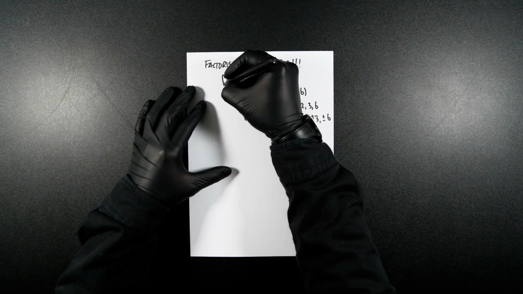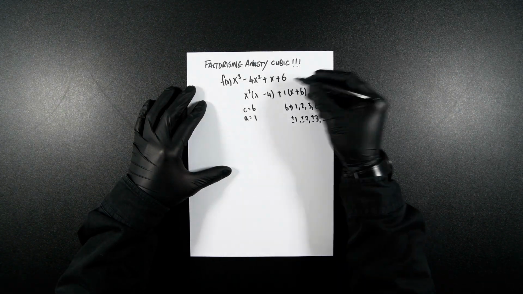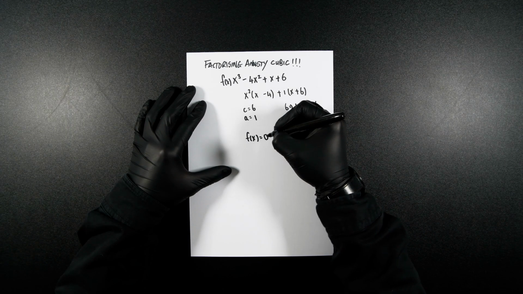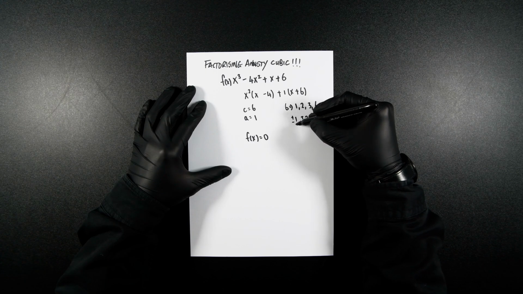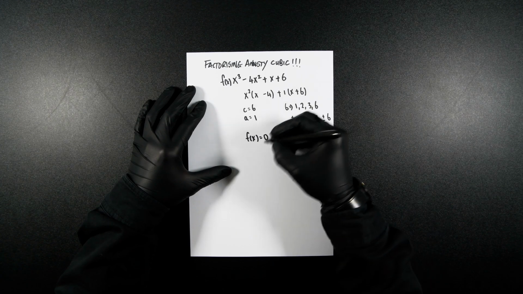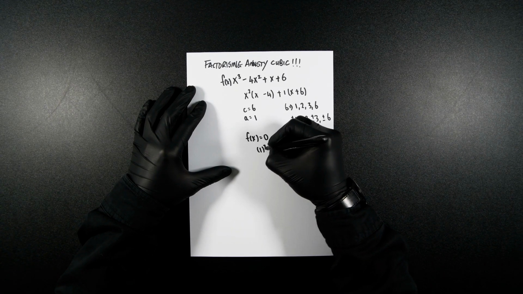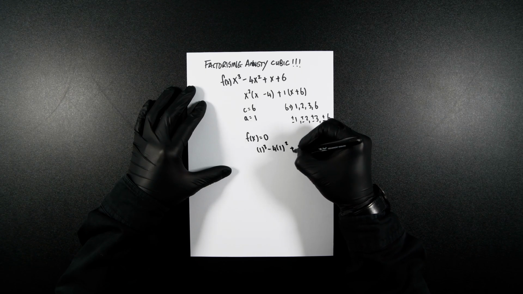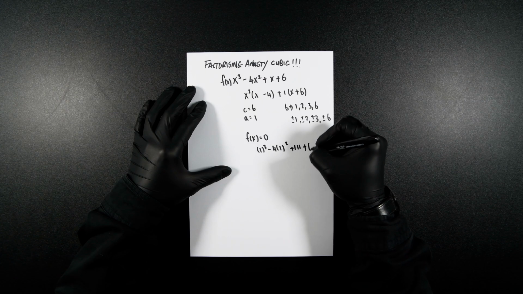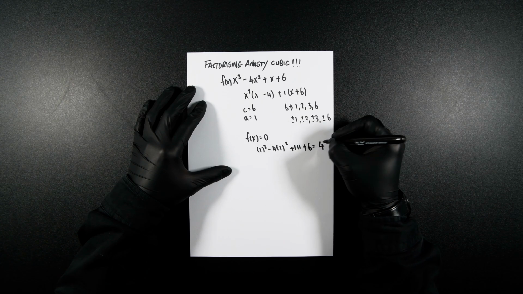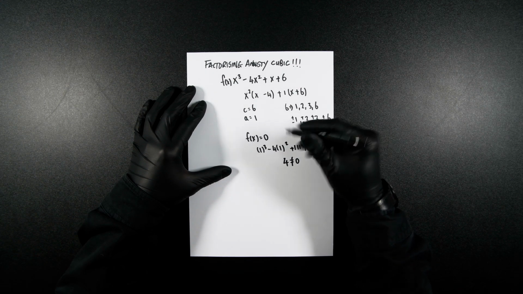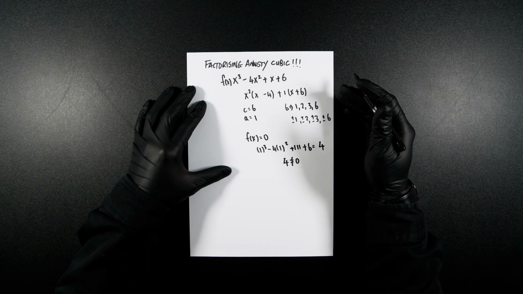And now, unfortunately, there is no easy way to find out what the roots are other than making the function or equation equal to 0. So f(x) equals 0, and then plugging in the positive and negative value for x for each one. So for example, if I did 1, you would have 1 squared plus 1 plus 6, which would equal 4.